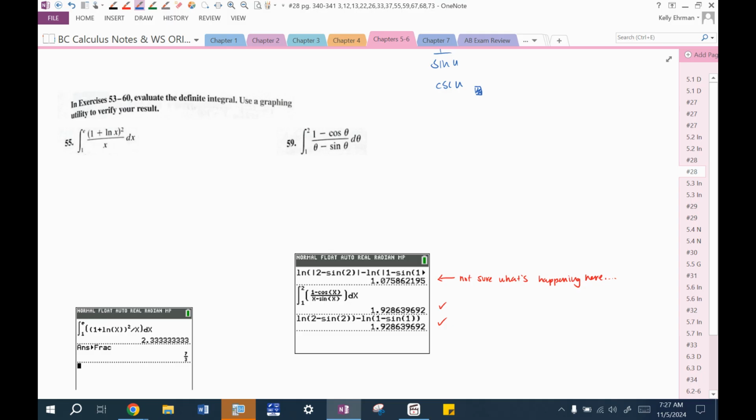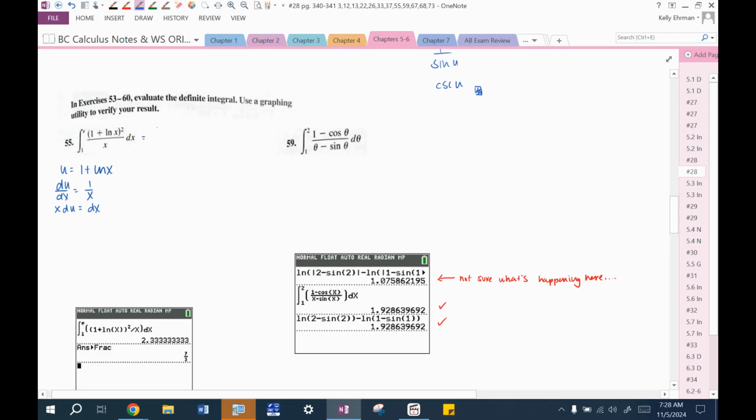Because remember, the derivative of natural log is 1 over x. So it's really the x in the denominator that I'm going to be canceling out. So let's let u equal 1 plus ln x, and du dx is equal to 1 over x. And so multiply x over times du. That's going to give us dx.